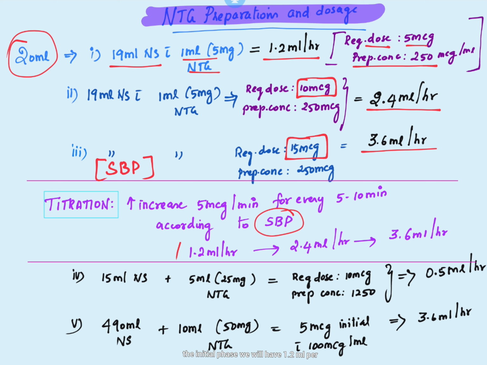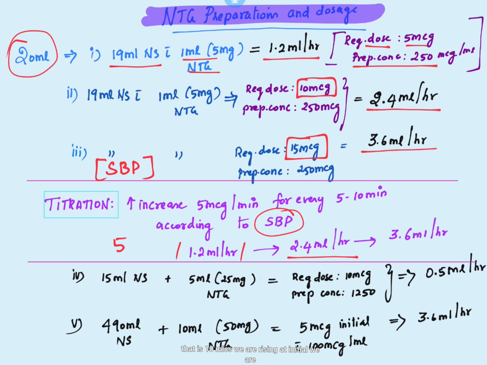So in the initial phase we will have 1.2 ml per hour. We have to monitor all vitals while administering the infusion to the patient. If after 10 minutes of the infusion the SBP is still not reducing, we have to go for 2.4 ml, that is 10 mcg. We are raising.